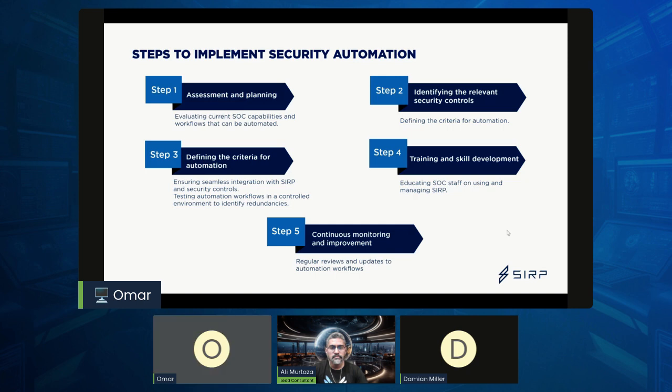This involves configuring the tools to work together, checking connectivity, and conducting thorough testing of automation workflows in a controlled environment just to identify any issues or redundancies. During this process, if you find something that needs to be fixed, make necessary adjustments to the playbooks and even the integrations to ensure that the automation processes are efficient and effective.